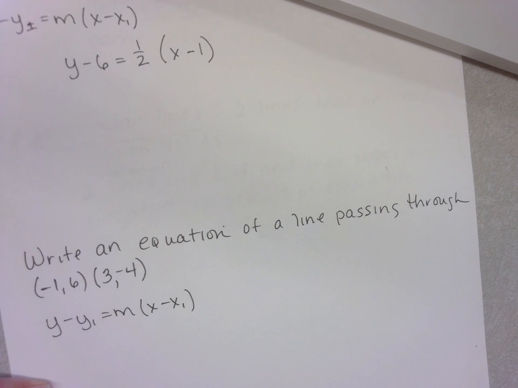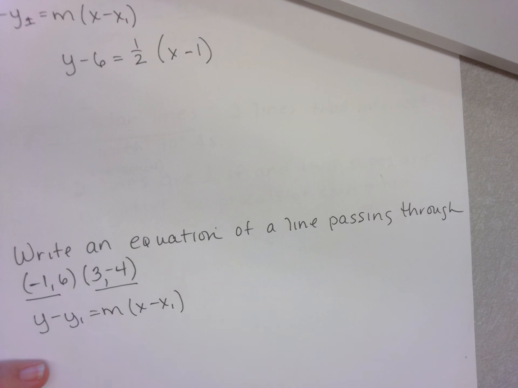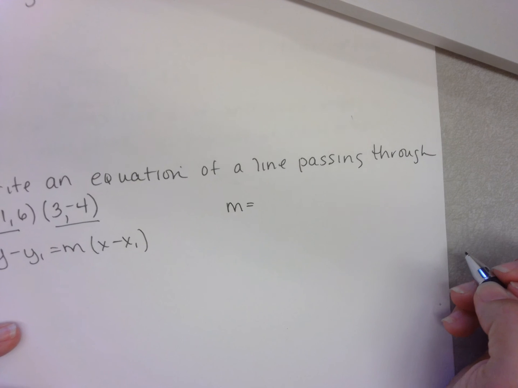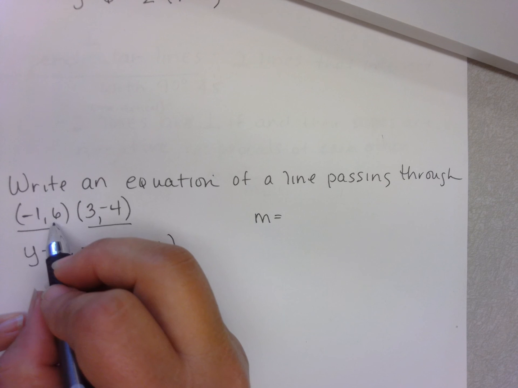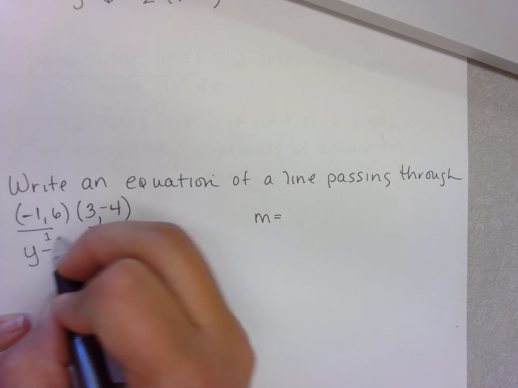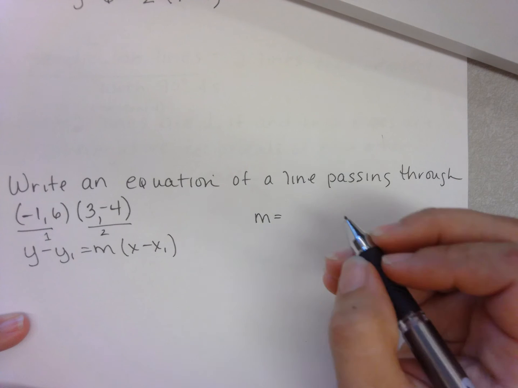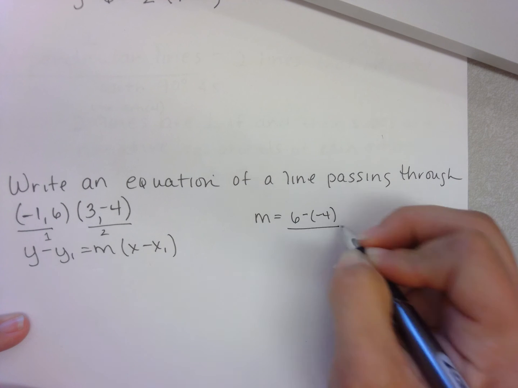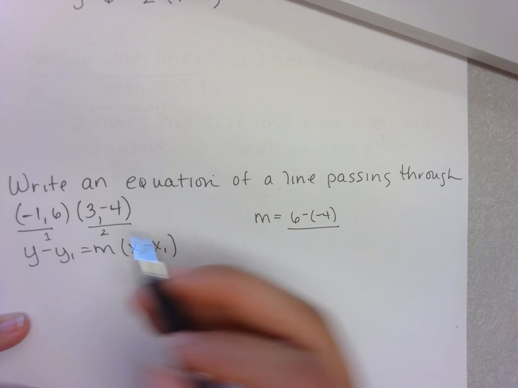And so what I can do now, because I have 2 points, is calculate my own slope. So let's do that first. Here I have m equal to, and I'm just going to choose the points in this order. I'm going to label them 1 and 2 underneath here. So I'm going from 1 to 2. The y's go on top: 6 minus -4, over my x's: -1 minus 3.